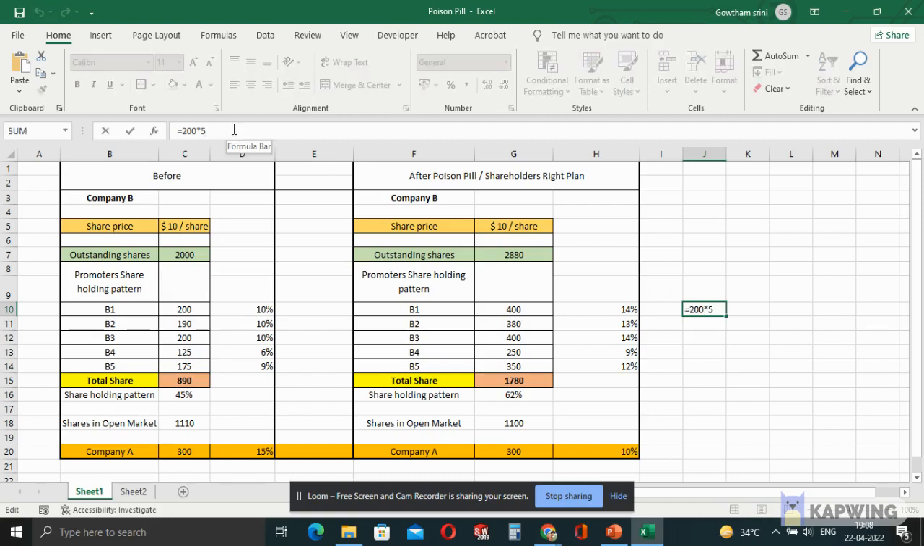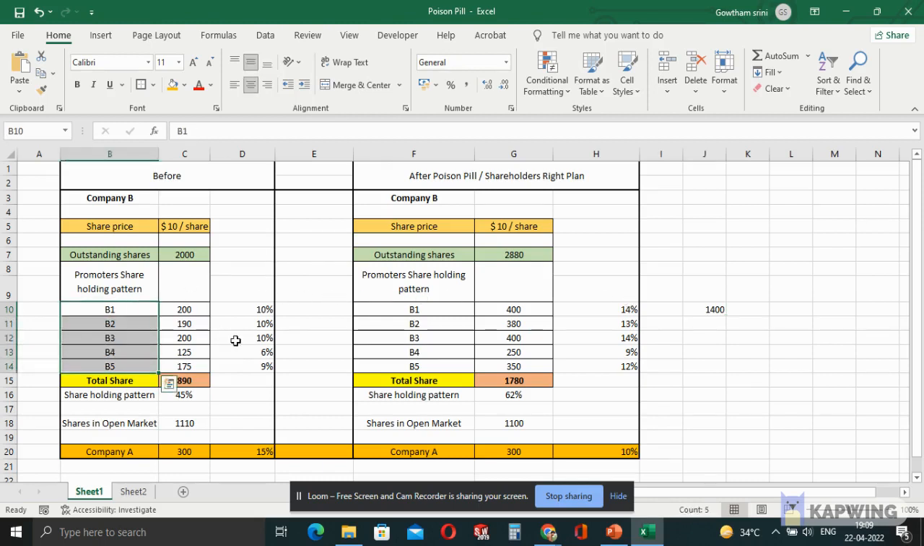Or say with a 30% discount, which means $7 per share, he needs $1,400 additionally to make his 200 shares become 400 shares, thereby raising his stake from 10 percent to 14 percent. So the downside of this shareholders rights plan is that the existing promoters need additional cash to increase their quantity. How much additional cash is required to increase their stake depends on how much discount they are able to avail from the current market price.